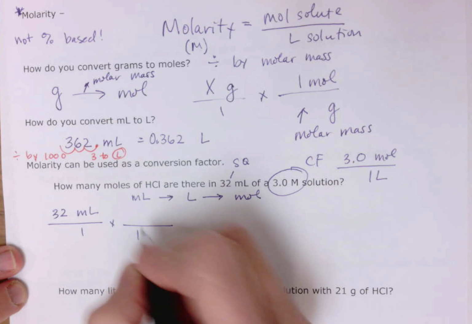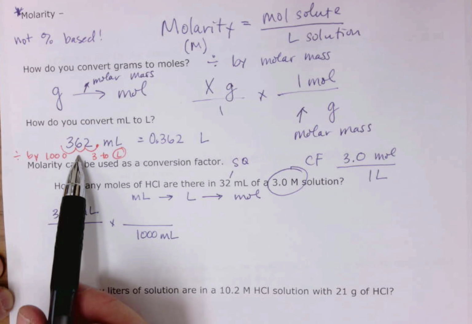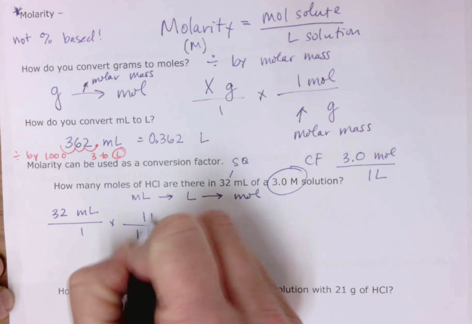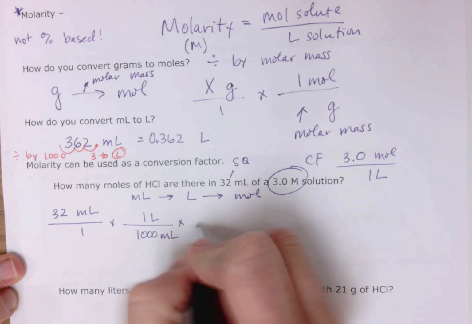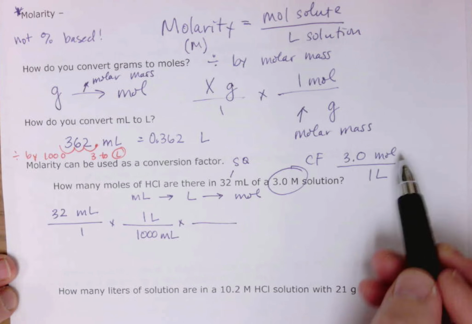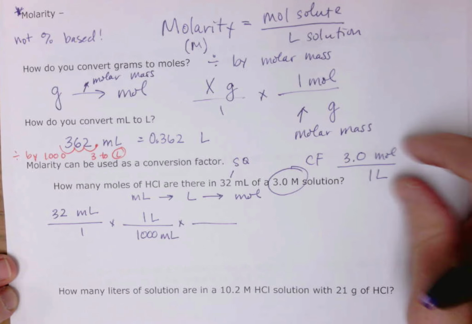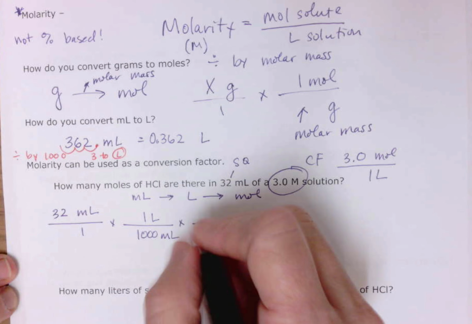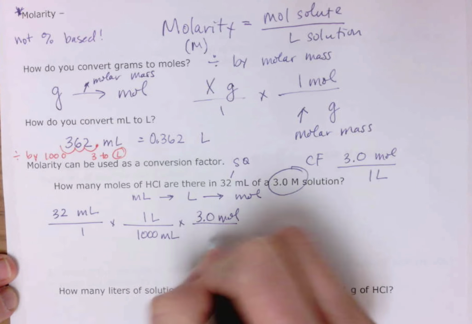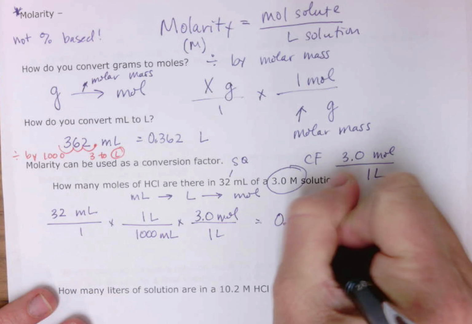So 1,000 milliliters. You can convert from milliliters to liters by moving the decimal to the left like we did up here, or dividing by 1,000. I like to divide by 1,000 in this case because I can do my conversions in one fell swoop. Some students like to break it up, and that's fine. Now for this conversion factor, we need liters on the bottom and moles on the top, so it's perfect. I use it as is: 3.0 moles over 1 liter. So I get 32 divided by 1,000 times 3, and I end up with 0.096 moles.